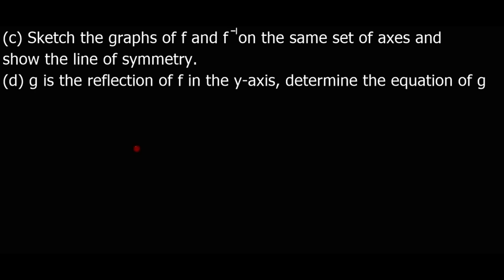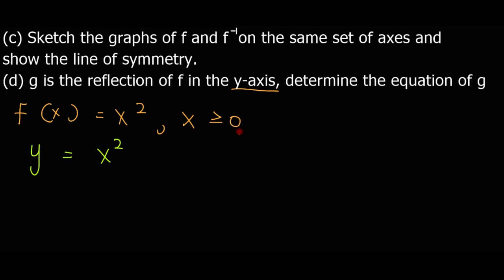Part D: G is the reflection of F in the y axis. Determine the equation of G. We have F of x equal to x squared, and x is greater or equal to 0. Now G is the reflection of F in the y axis. What is important for a reflection along the y axis? The x coordinates change and become negative. So this is y equal to x squared, and then reflecting along the y axis, our x now becomes negative. So you will go in this way.